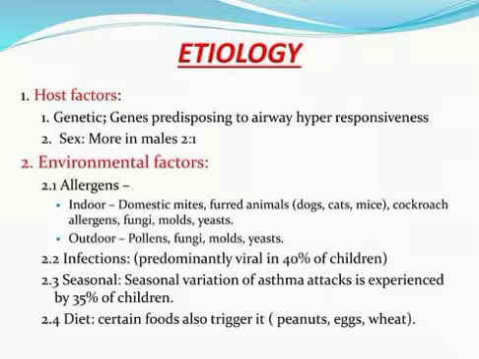And the next one will be the outdoor. Outdoor means pollens, fungi, molds, yeast. It may be from plants or trees which may cause allergic reactions. And the next will be infections. It will be due to viruses. Mainly in 40% of children, it may be due to infections. And the next will be seasonal variations, like from summer to winter, rainy seasons or cold conditions, which affect people who are easily prone to asthma. Usually 35% of children are prone to asthma due to seasonal variations.